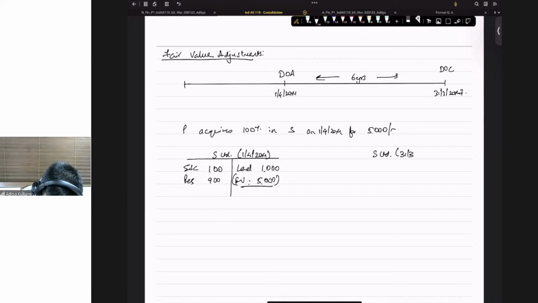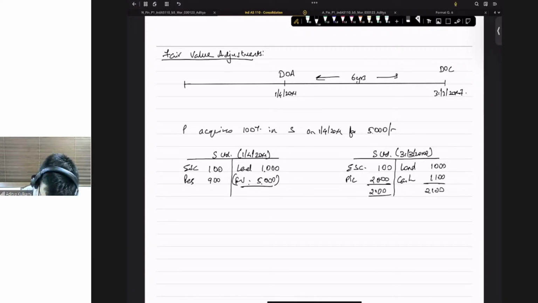The balance sheet on 31st March 20x7 looks something like this. Equity share capital remains at 100. P&L 2,000. Land 1,000. You earned cash, so bank 1,100. Total 2,100. So now I have to do the consolidation.